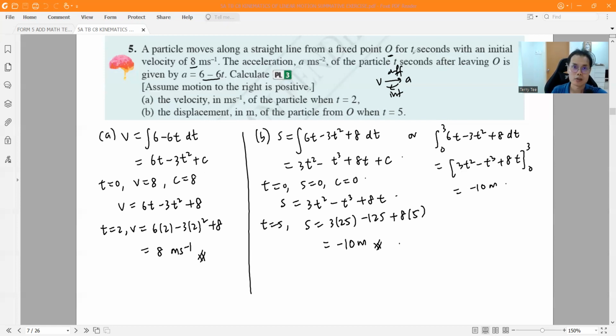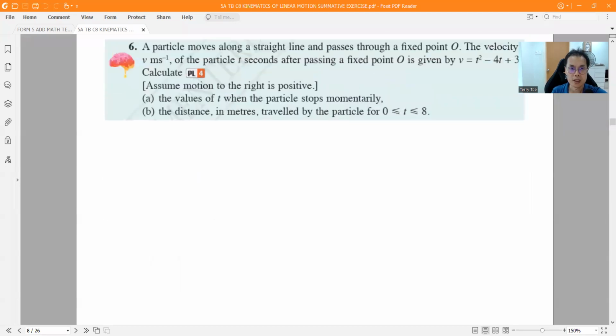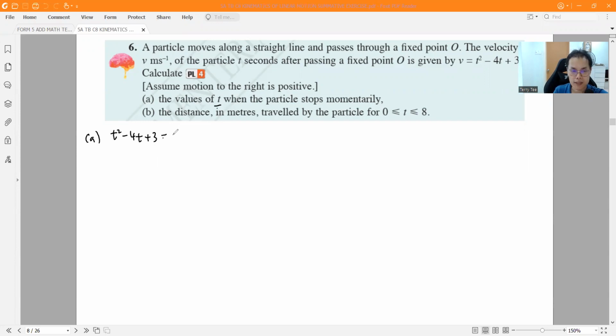Okay, let's move on to question number 6. A particle moves along a straight line. The velocity function is given like this. Calculate the values of t when the particle stops momentarily. We know the particle stops momentarily when v is 0. So I'm going to let v be 0.